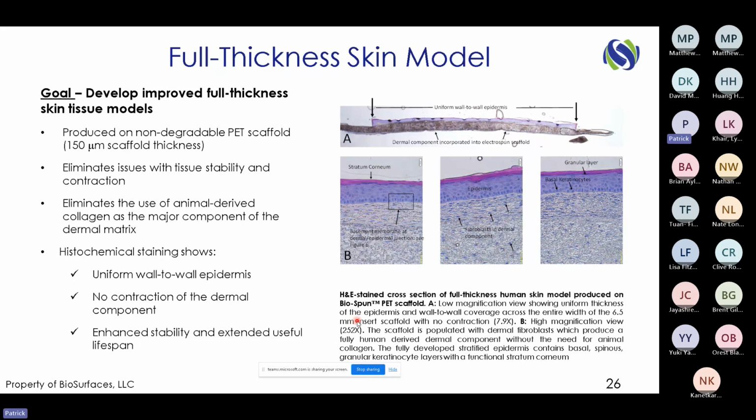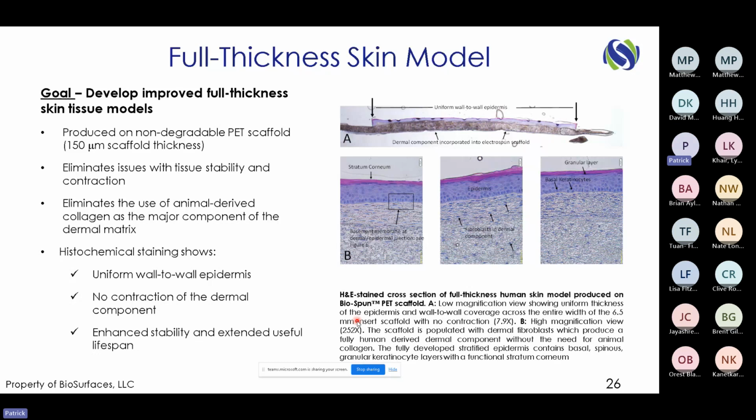This is a major application that we're working on now. This is going quite well, and is the focus of a phase 2 SBIR that we recently were awarded from the NIEHS. And by the way, we're going to be working on developing the full thickness bronchial models under this project as well. But so far, this is the very latest data that I've been able to produce using the full thickness skin. It's similar to what I described for the full thickness airway. We use 150 micron thick PET scaffolds. Same benefits. We don't have any use of animal derived collagen. Fully human derived matrix completely eliminates the typical issues with tissue stability and contraction.